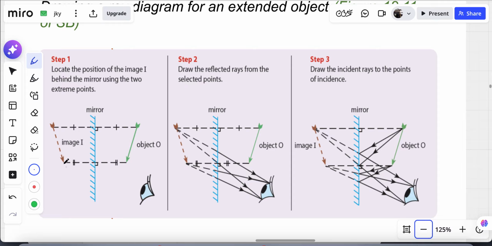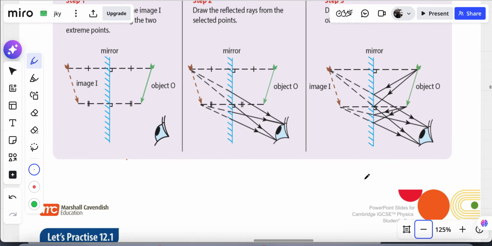The one here will be literally drawn to this place. The one from here will be taken to this place. Okay, and then you'll be able to draw the image with a broken line. Exactly this way, same height, same length, and so on and so forth, and it will be laterally inverted. See, this one is going this way, while this one is going this way. So we should be able to draw an image in a plane mirror.